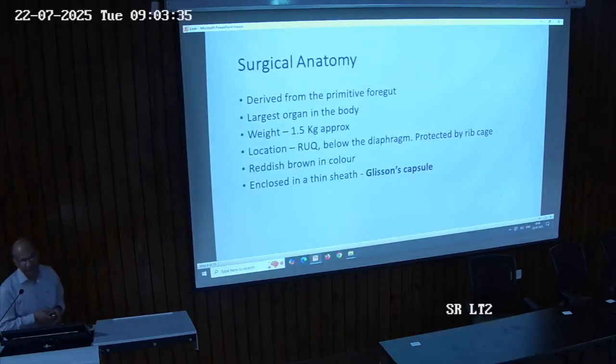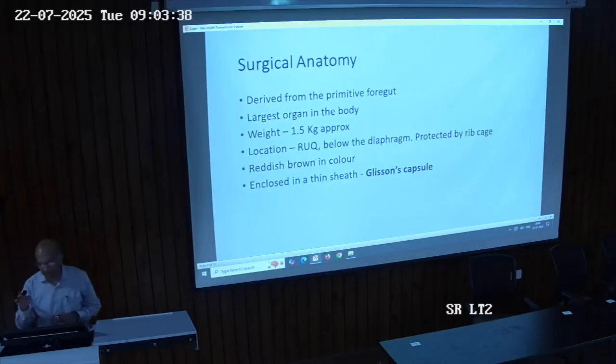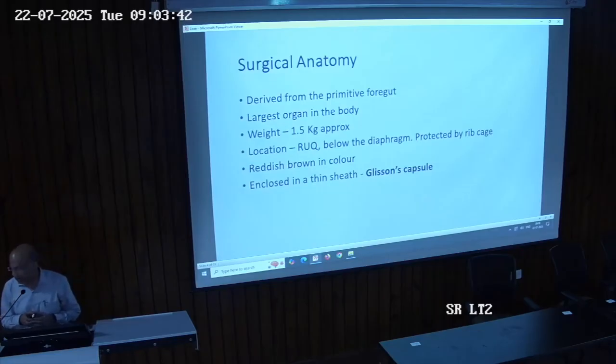So starting with the surgical anatomy, the first part of the lecture. The liver is derived embryologically from the primitive foregut. It's the largest organ in the body. Weighs approximately 1.5 kilograms. What is the extent of the foregut? From where does the foregut extend, up to which point? Second part of duodenum, right? So say up to the second part of duodenum.